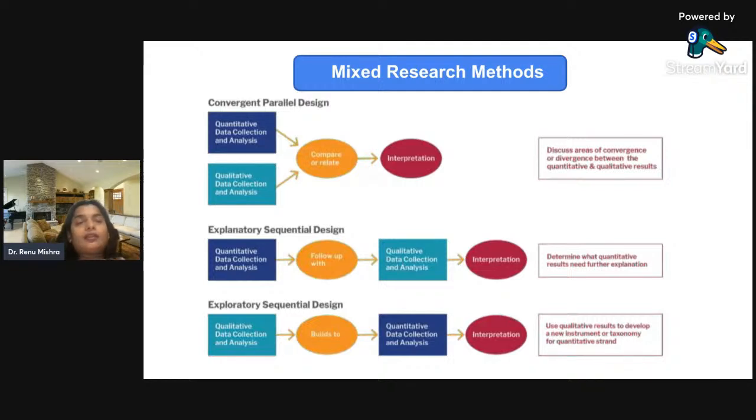So just understand it this way: when you go for an exploratory sequential design, that means you do qualitative research first, followed by quantitative. You are explaining the research problem. Just understand it like this: I need to explain something, so I need detailed information, and where do I get detailed information from? I get it from qualitative. And vice versa is the explanatory design, wherein you do the quantitative research first. When you're doing parallel, the name itself suggests that you are performing the research methods together.